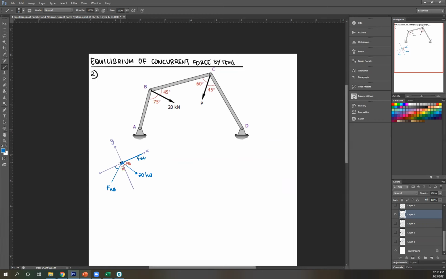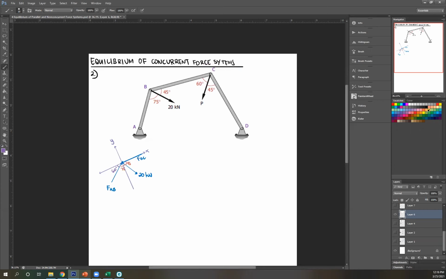Next, I need to figure out what this is. So just looking at the drawing, okay, I can say that this is 60 degrees. How? This total angle is 180. This is 45. This is 75. So 180 minus 45 minus 75, that's 60. Okay. So that's my FBD1.